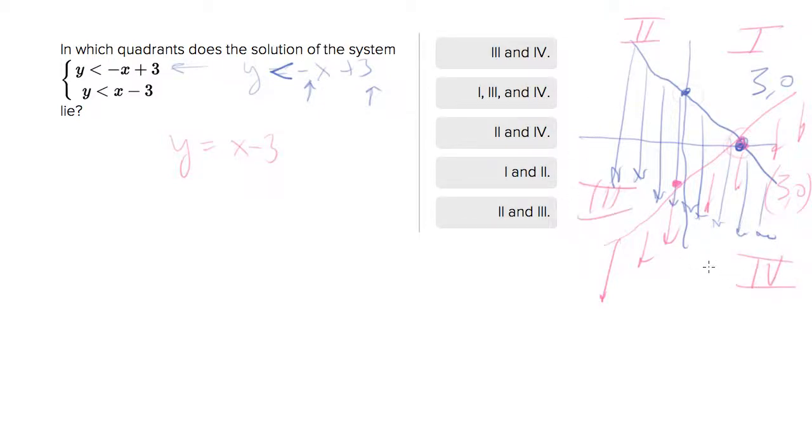Notice that we've got some of this region. Definitely quadrant 4 is covered for sure, right? It's got some red and some blue in it. Quadrant 1 does not. Quadrant 1 has some red in it, but there's no region in quadrant 1 which satisfies both red and blue. In quadrant 2, we've got blue, but we don't have any red. In quadrant 3, down here, we've got an area that is part red and part blue. This whole section down here is covered by both. So we want quadrants 3 and 4, which is answer choice A.